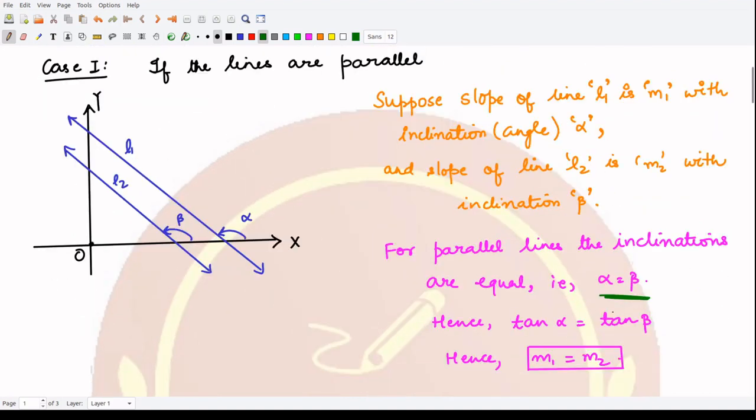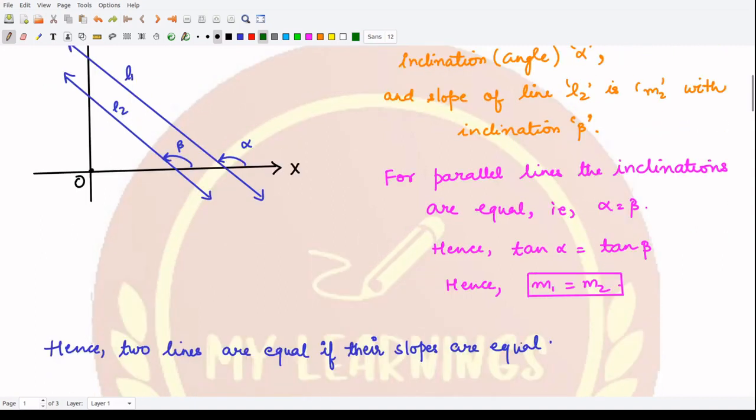If alpha is equal to beta, then tan of the angle alpha would be equal to tan of the angle beta. There is no issue, right? And this would imply that tan alpha, which is the slope of the first line, m1, equals tan beta, which is the slope of the second line, m2. So m1 is equal to m2 in this particular case. Hence, two lines are parallel to each other if their slopes are equal.